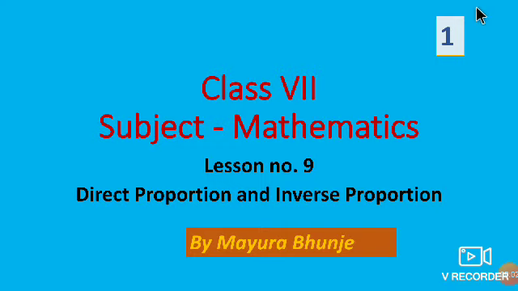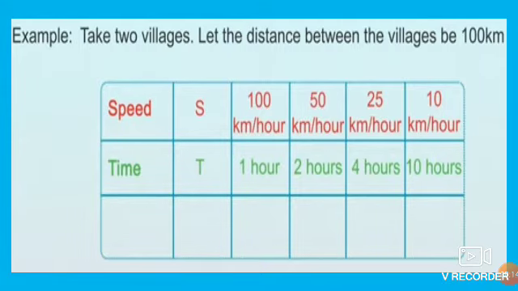Subject: mathematics, lesson number 9, direct proportion and inverse proportion. In the last session we learnt about direct proportion. Today we are going to learn about inverse proportion. There are two villages and the distance between them is 100 kilometers.